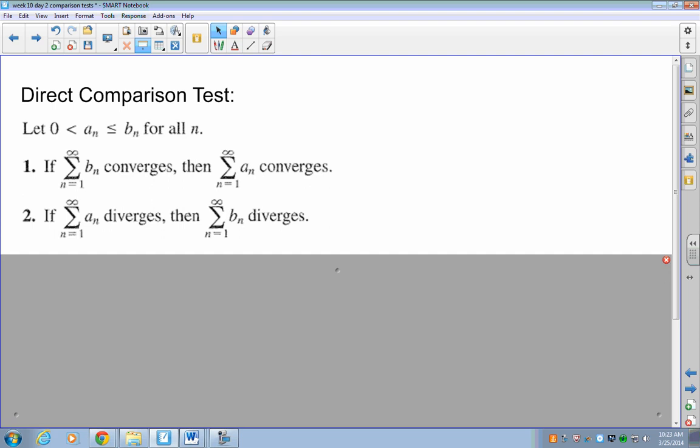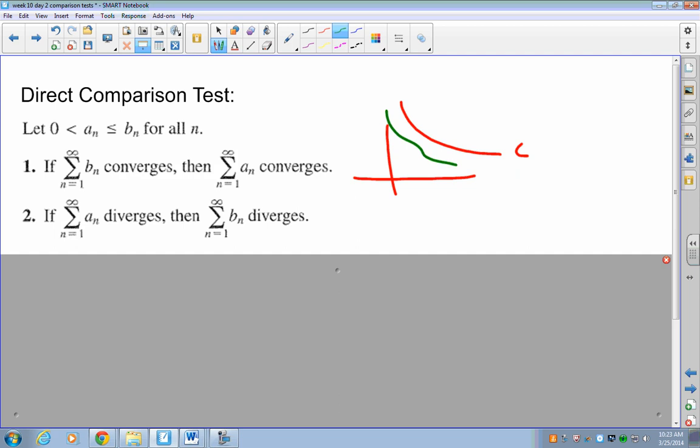The direct comparison test is this. It's everything I told you, but it's all in words. If one guy converges, then the other guy converges as long as that guy's smaller. And then it flips around, and it says if one guy blows up and the other guy is always bigger, then he also blows up. What I would do is always draw a picture and go, okay, if this guy converges and I have a guy below him, what does he do? Converge.